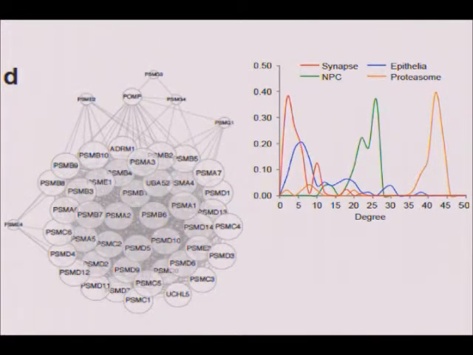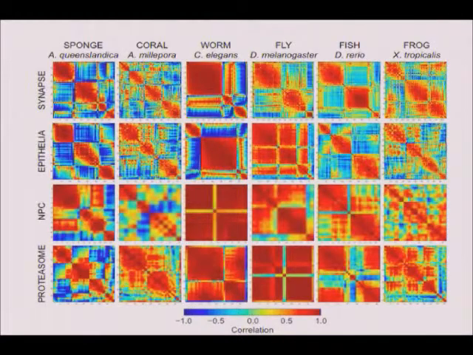In network speak, that would be the degree. And you can see here that synapses are of relatively low degree because they don't have nearly as many connections to others as the nuclear pore here or the proteasome out here, which is very, very highly connected. So this is a little hard to look at.